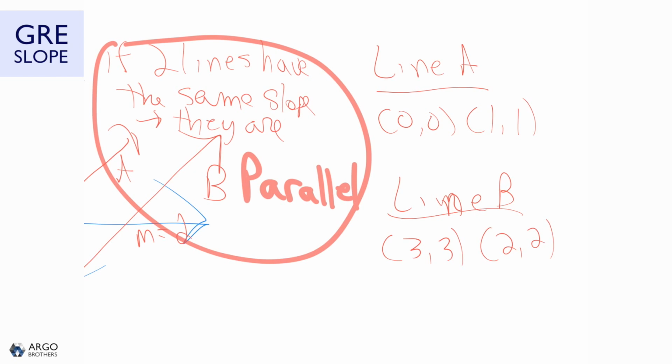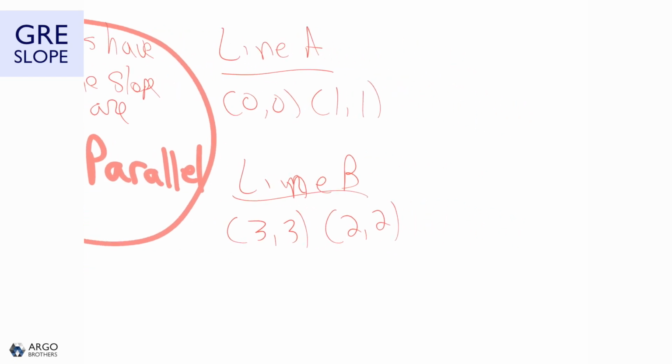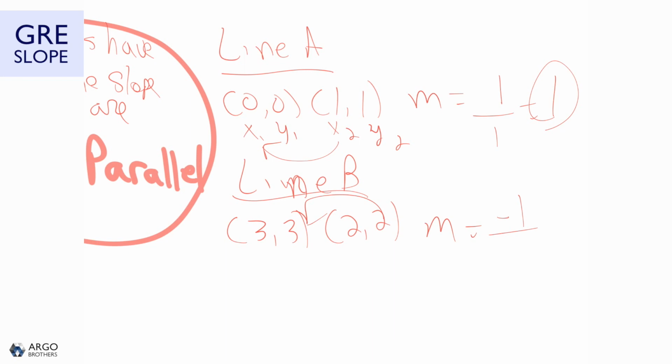Okay, let's see. What is the slope of the first line? Well, this is x1, y1, x2, y2, and let's find it. So m equals y2 minus y1, so that's 1 minus 0, and x2 minus x1 is 1 minus 0, so slope of line A is 1. Slope of line B would be 2 minus 3 is negative 1, and 2 minus 3 is negative 1, which is 1. Yes, they have the same slope, so they are parallel.